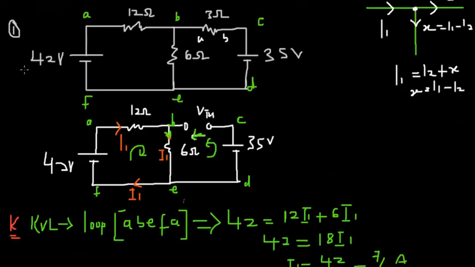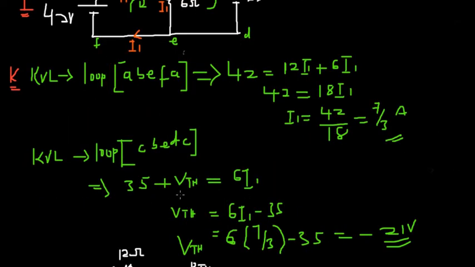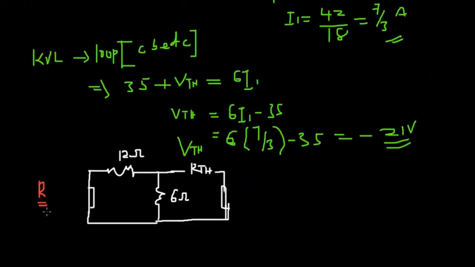The first method was remove, and the second method was insert. So we remove the 3 ohm, insert our VTH over here, that's I. We use KVL to find our VTH, and then this portion is the RTH. We are finding RTH, so for RTH, we just assume that there are no voltages in the circuit. From here you could notice that 12 ohm and 6 ohm are in parallel.